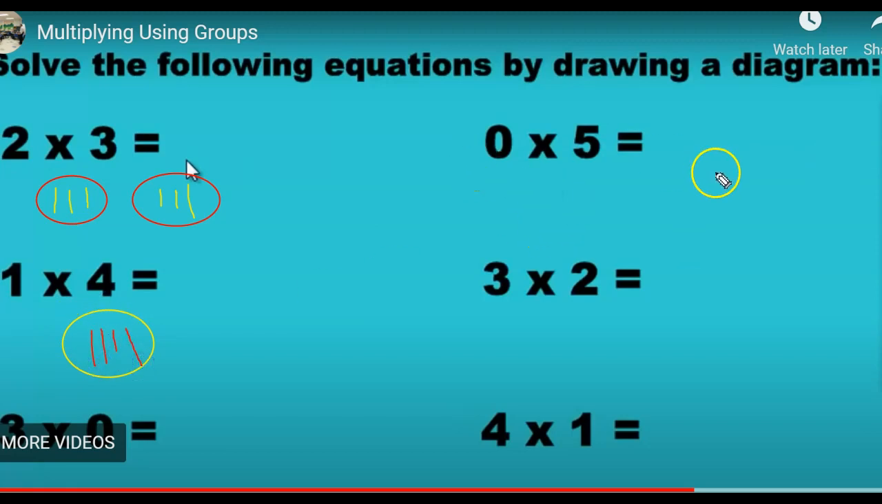Okay. So look at 0 times 5. How many groups am I going to need? 0. Yeah. It's 0. That's the first number. So do I have to put anything? No. Because the answer is 0 for that one. Okay. 3 times 2. How many groups? 3. With how many each? 2.